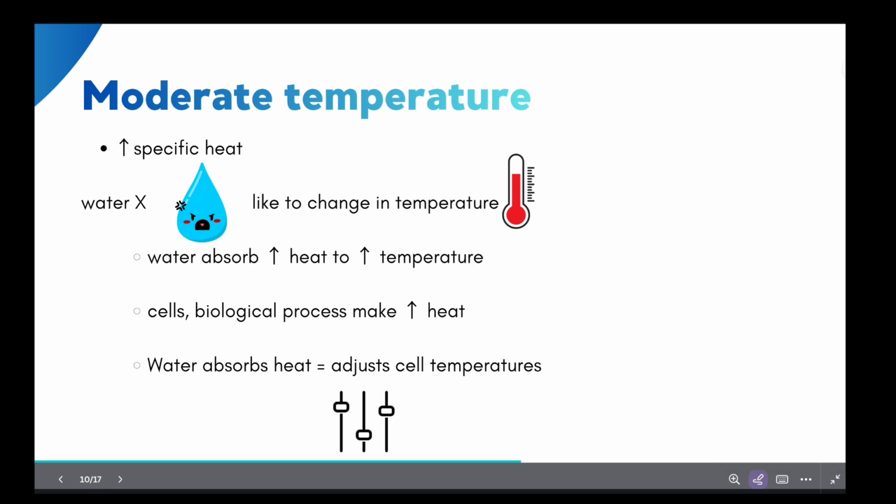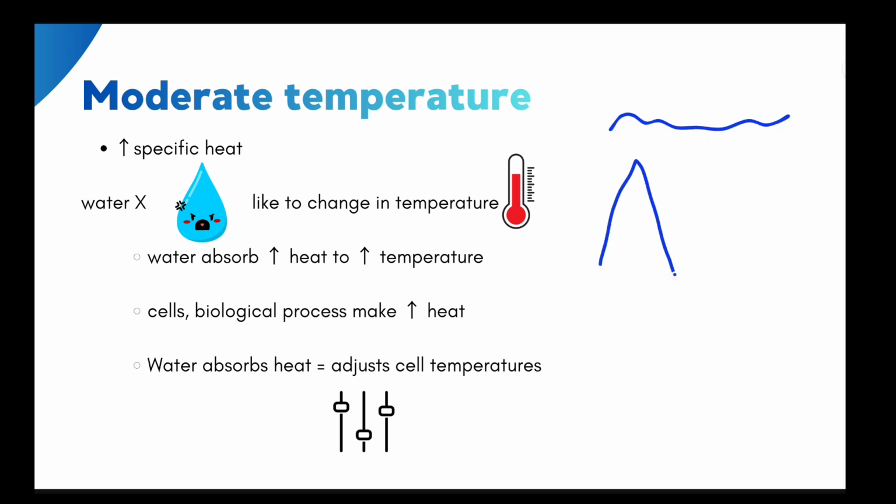It has high specific heat, and water really doesn't like to change in temperature, meaning it wants to stay in a stable state. Water absorbs more heat to reach high temperatures. In cells, biological processes make more heat, of course, because they have to act and move around all the time. When water absorbs heat, it adjusts cell temperatures, so that if a cell becomes extremely high in temperature, the water will make it low, and vice versa.